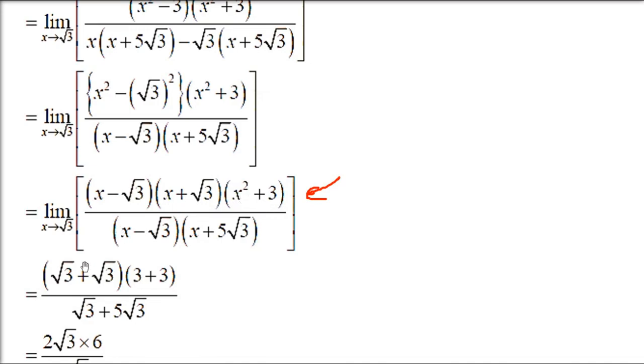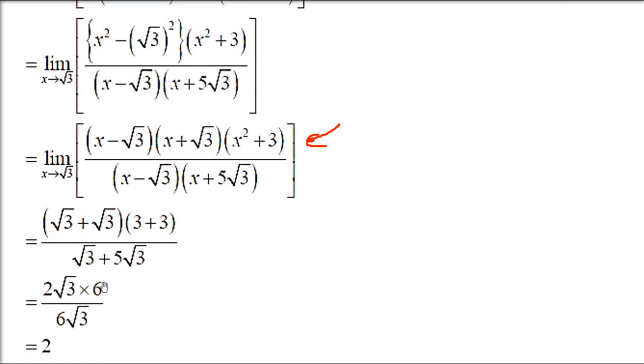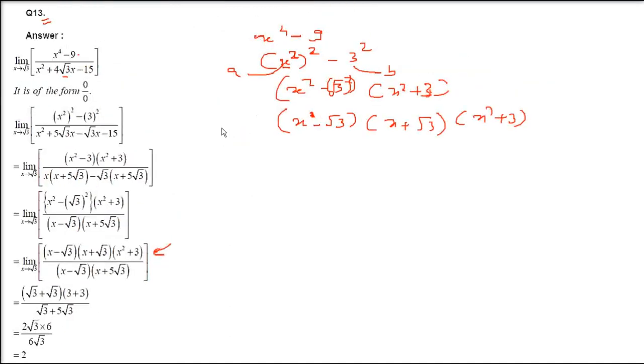So what do you see here? Root 3 plus root 3 and 3 plus 3, divided by root 3 plus 5 root 3. So you have 2 root 3 and 6, and then we have 5 root 3 and root 3 is 6 root 3. 2 is going to come.